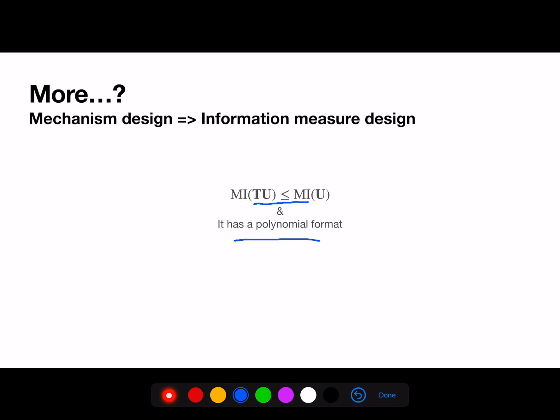The second property is very important: like the determinant-based mutual information, it should have a polynomial format. Remember the previous process I performed in the previous slide. As long as it has a polynomial format, it can be unbiasedly estimated with a finite number of tasks, and the number of tasks we need is the degree of the polynomial. So to address this question, we are essentially trying to find the information measure that satisfies these two properties simultaneously. That's the key.